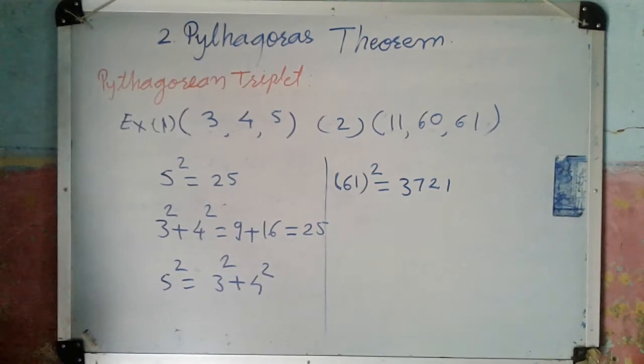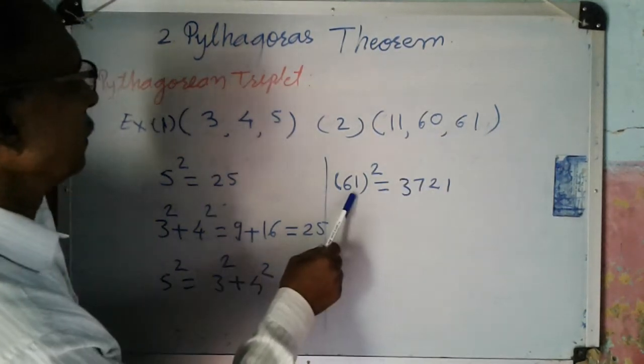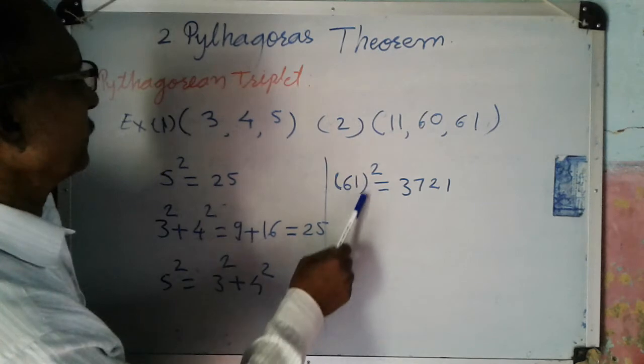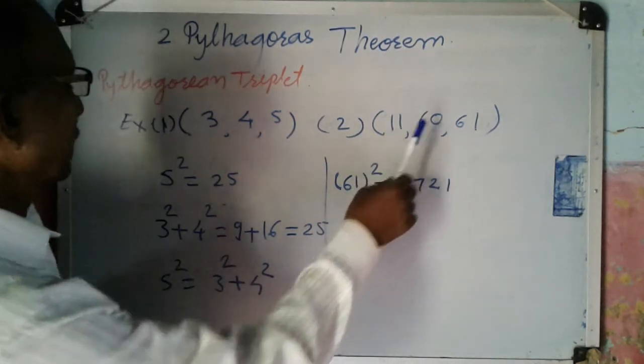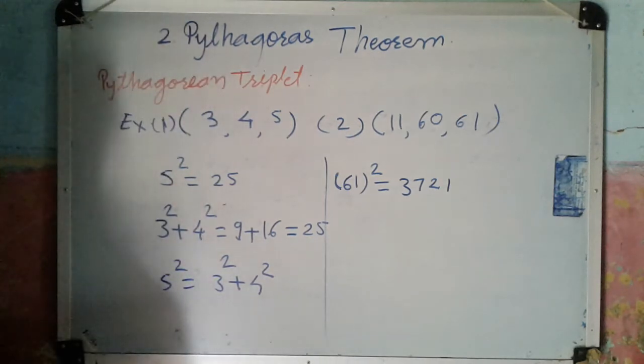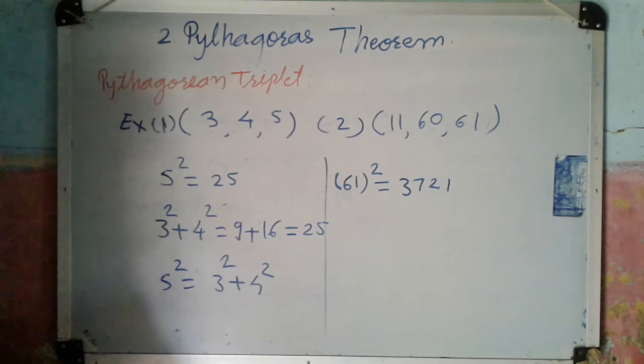Now, the sum of the squares of the remaining two numbers. This is the larger number, 61. The square of 61 is 3721. Now 11 and 60 are the remaining two numbers, so we will take the sum of the squares of these two numbers.